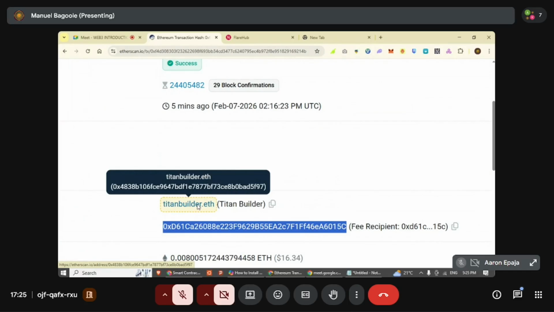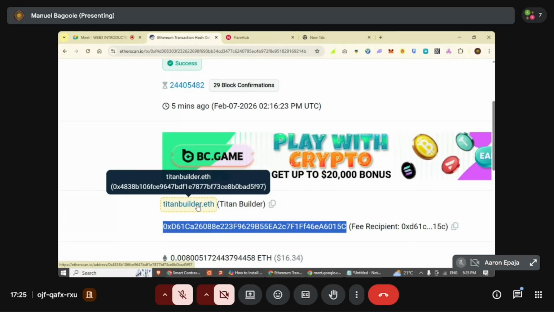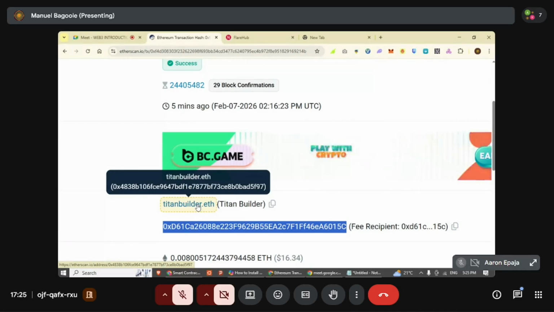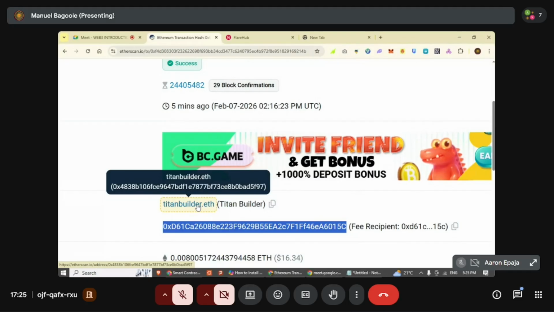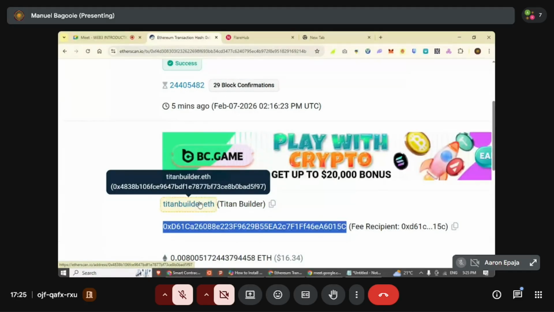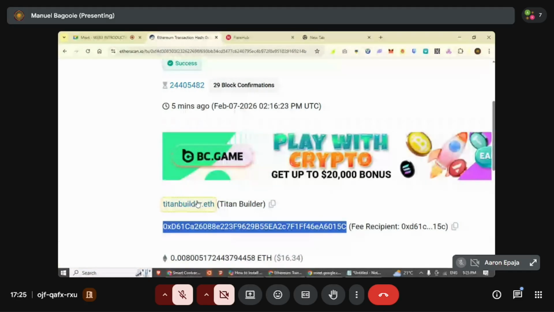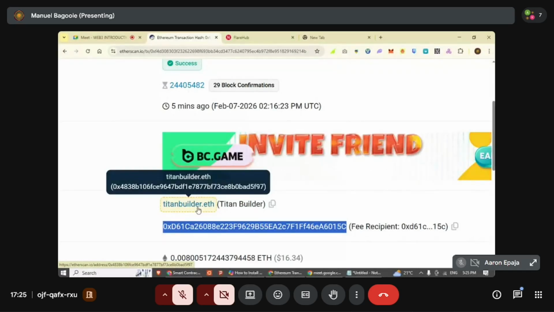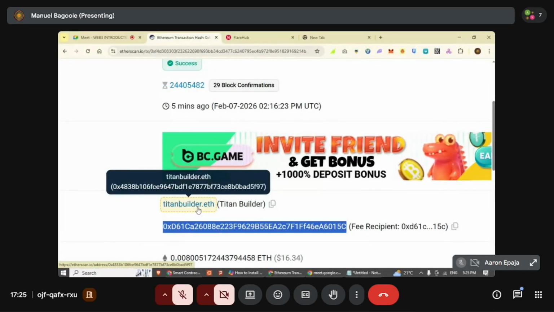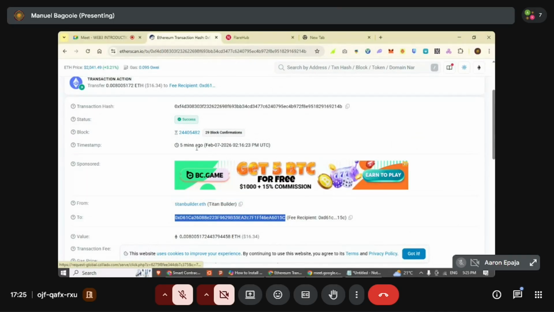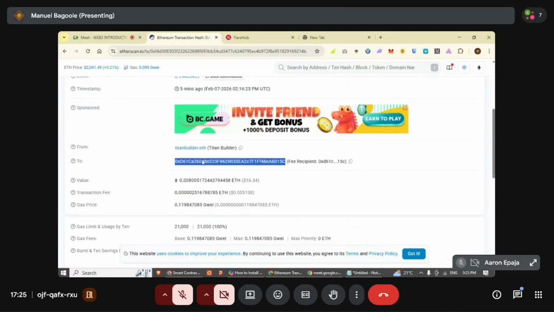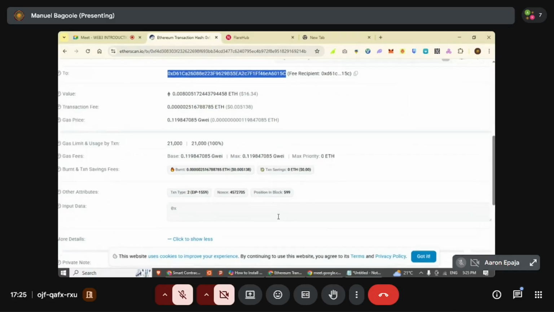It has a name because it's a verified contract, and we shall look at what it means for a contract to be verified. So it's a verified contract and it has a name, but this is the actual contract address that you see under the name Titan Builder. So now that contract address initiated the transaction that ended up being verified on the blockchain 5 minutes ago. And that transaction had a nonce.